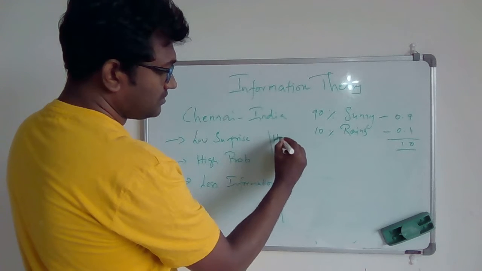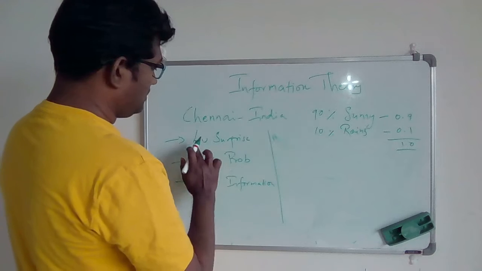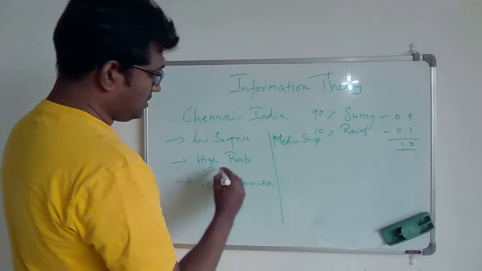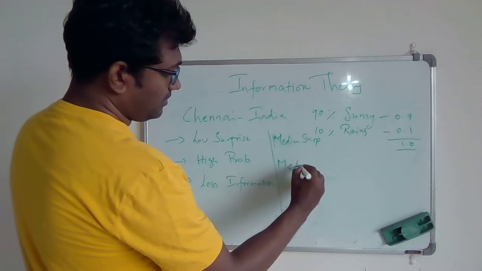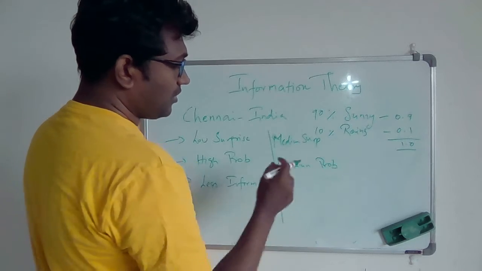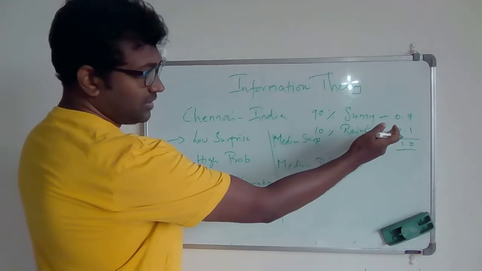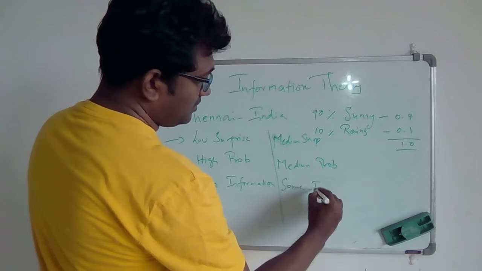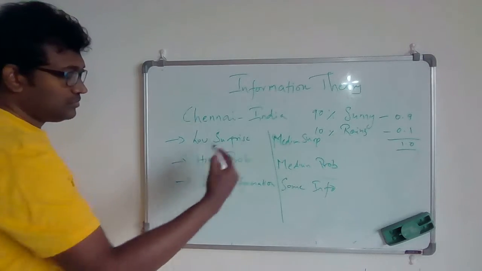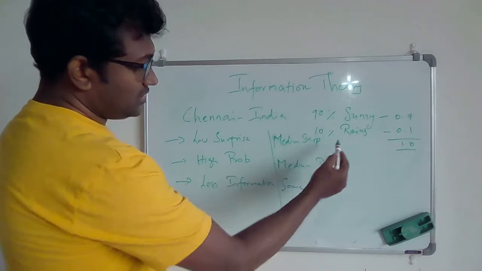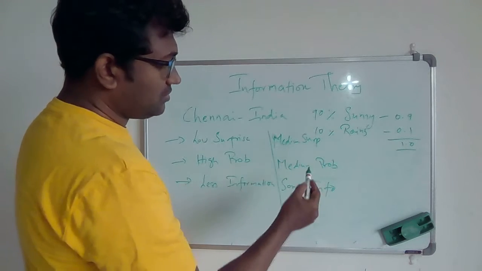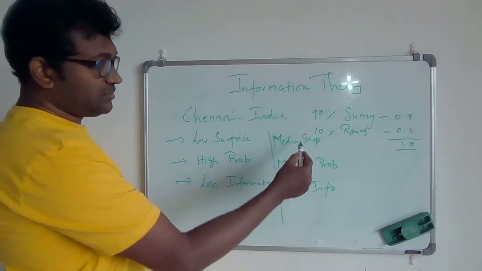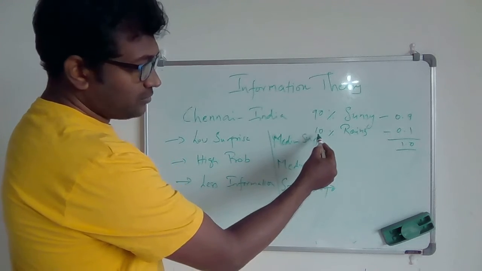Suppose someone tells it's going to rain tomorrow. It's a medium surprise, with medium probability. Or I would say it's actually a low probability, but it has got some information. Compared to these two, when somebody tells it's going to rain in Chennai, it's a medium surprise because it still rains, so it is not completely ruled out, and the probability of this occurring is 0.1 or 10%.